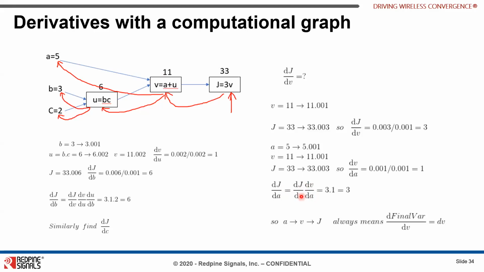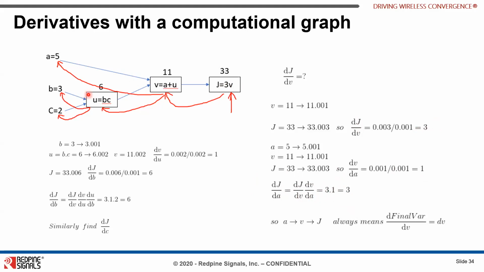We already know dJ by dV is 3 from here. dJ by dV is 3, and dV by dA is a constant 1. So 3 into 1, that is 3. That is, dJ by dA is basically 3. So in this way we compute the derivative. We saw with the formula as well as by the change, how it is changing.